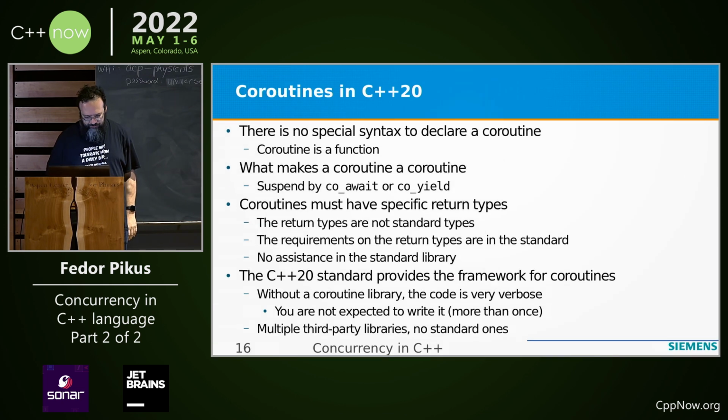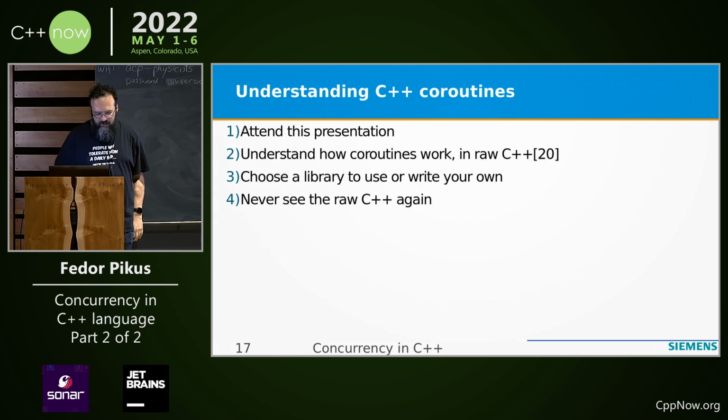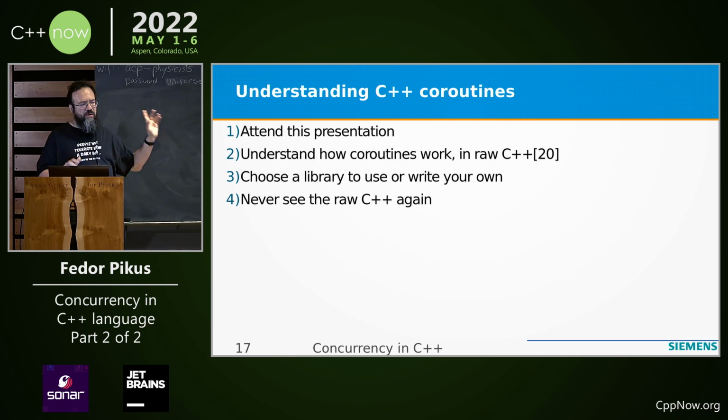Looks really cool. So really hard to understand. And when I wrote the slide, I didn't know that there is another much bigger presentation on coroutines, so I'll attend that one. The thing they did with the standard is they provided a framework for coroutines. You're not really expected to write the code that I wrote. There are coroutine libraries that have this awaitable type that I have shown you, because it's boilerplate.